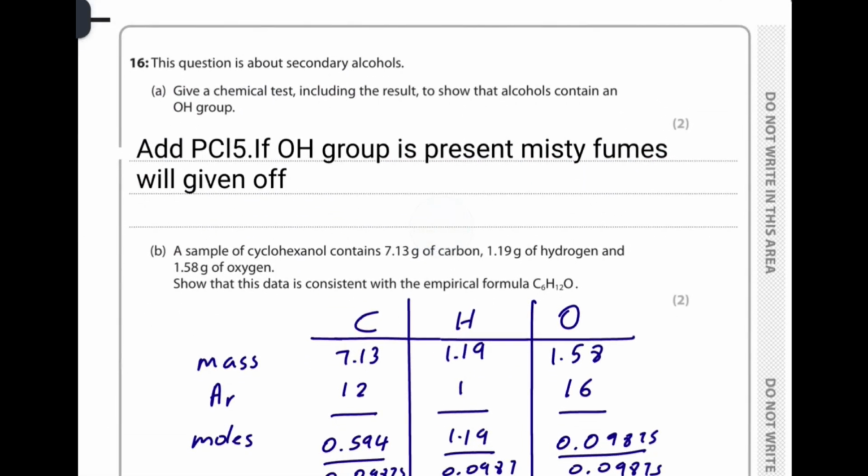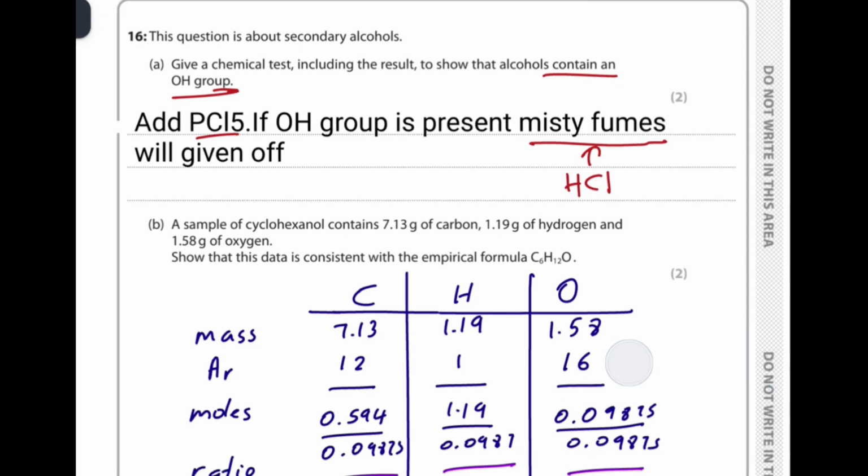Question number 16. The question is about secondary alcohols. Give a chemical test, including the result, to show that alcohols contain an OH group. So this is easy, right? We all know that we should add PCl5. If OH is present, misty fumes will be given off. So what are these misty fumes? These are HCl misty fumes, right?